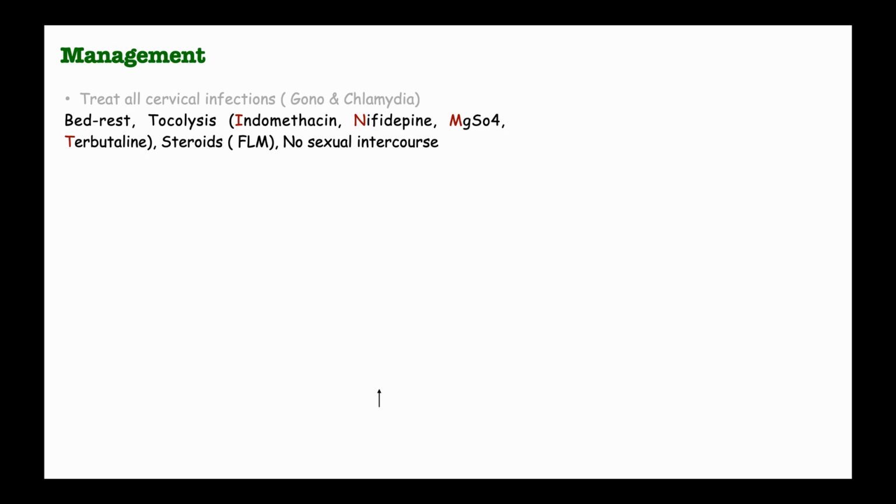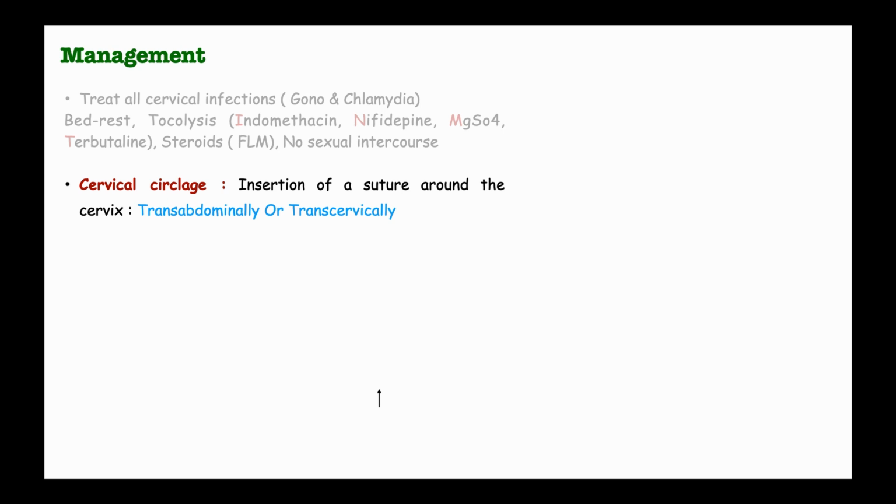Now, with classical cervical incompetence, we manage it surgically with the use of cerclage. And so, cerclage involves the insertion of a purse string suture around the cervix to prevent the shortening and dilatation of the cervix. Now, cervical cerclage may be performed either transabdominally or transcervically. However, we find that transvaginal cerclage is much more common than the transabdominal cerclage.